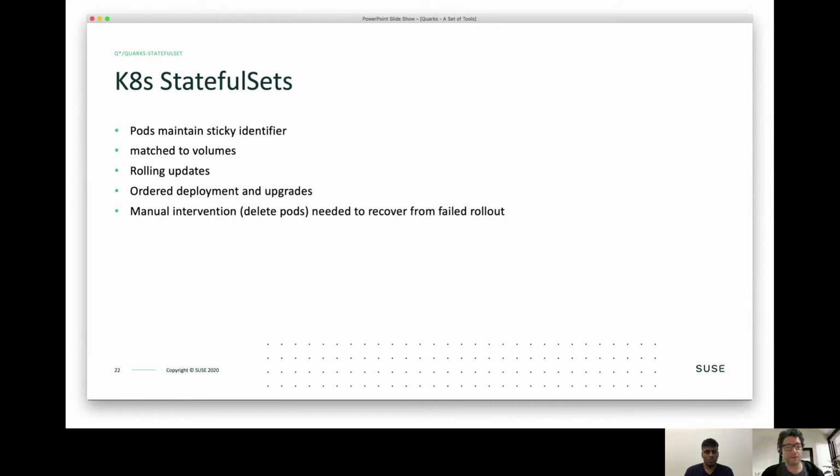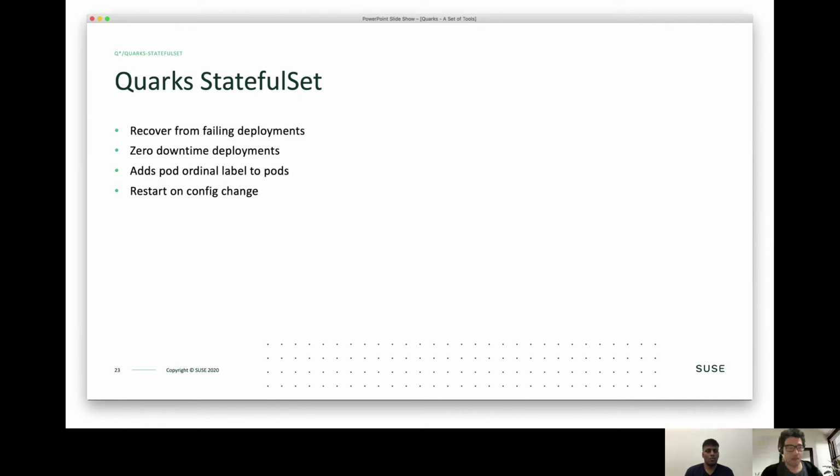And there's one drawback, however. If you get into a failed state with your deployment, you have to manually intervene and delete pods and so on, so the rollout can continue. Quarks StatefulSet can do recovery from failed deployments automatically. We also added zero downtime deployments, and like Quarks Job before, it can also restart if the config of one of the pods used in a Quarks stateful set changes.